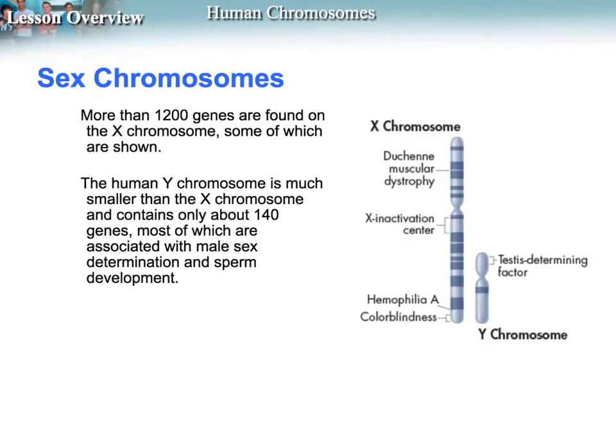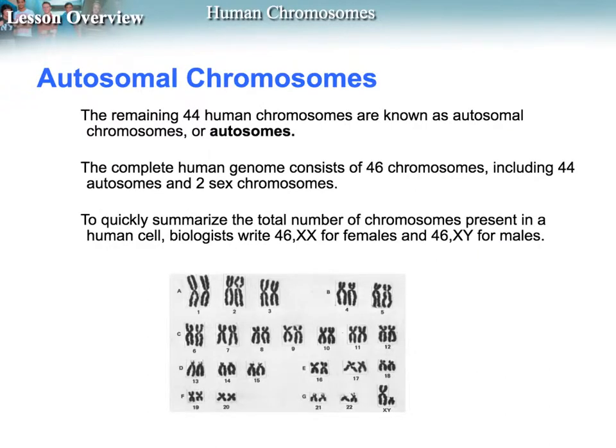More than 1,200 genes are found in the X chromosome, some of which are shown here. The Y chromosome is much smaller than the X chromosome and contains only about 140 genes, most of which are associated with male sex determination and sperm development. So we see how much smaller the Y chromosome is. The remaining 44 chromosomes are known as autosomal chromosomes, or autosomes. The complete human genome consists of 46 chromosomes, including 44 autosomes and 2 sex chromosomes.